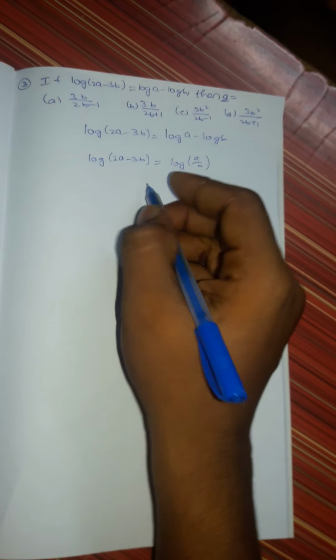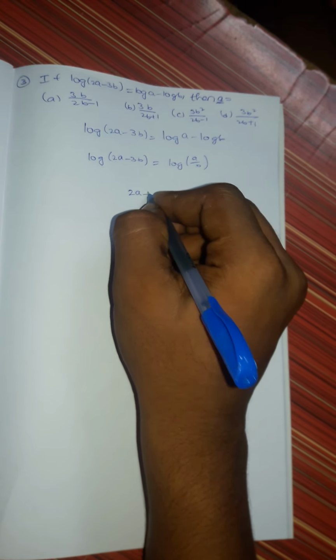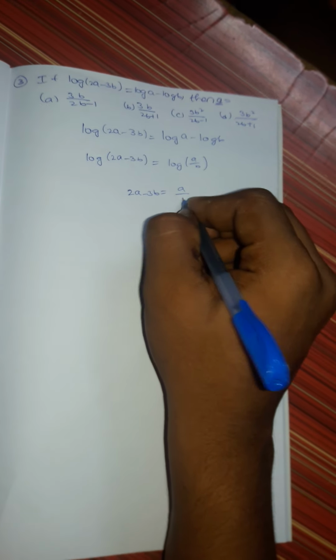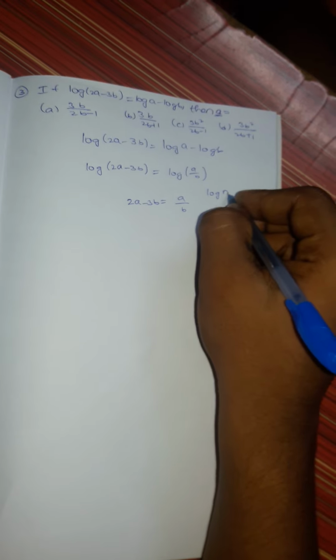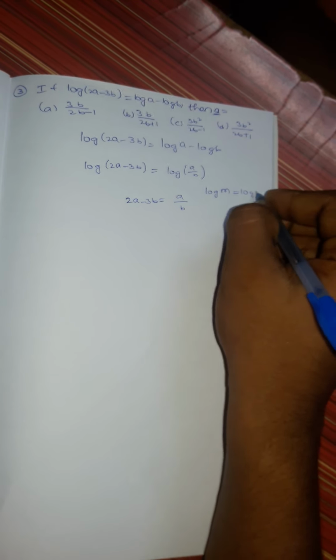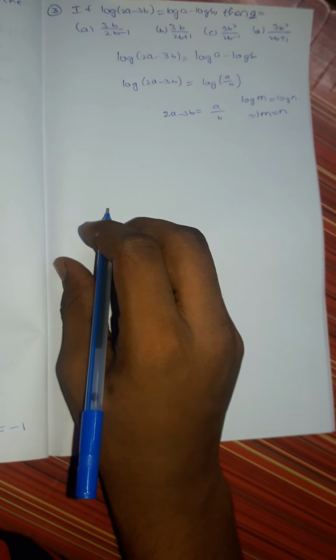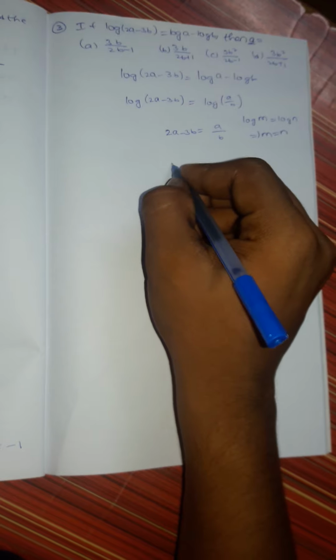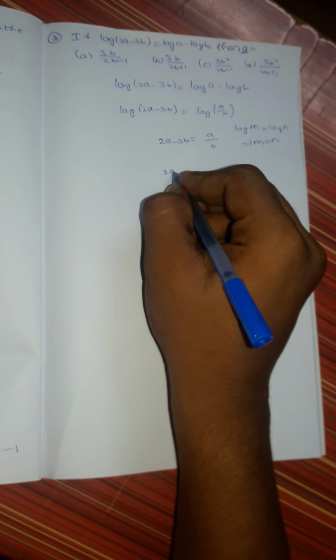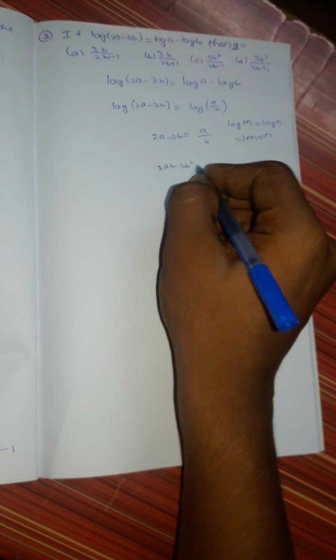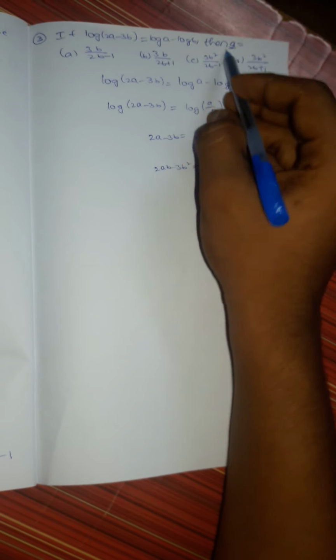Log m is equal to log n, that is m is equal to n. That means 2a minus 3b is equal to a by b. Multiplying b on the left hand side, 2ab minus 3b square is equal to a. We should find the value of a.